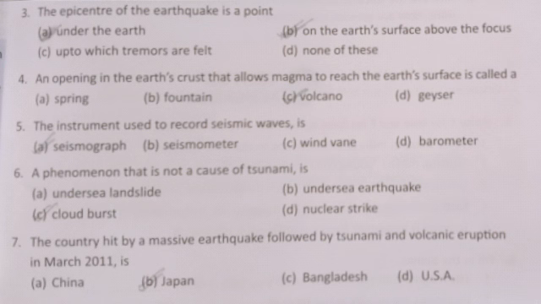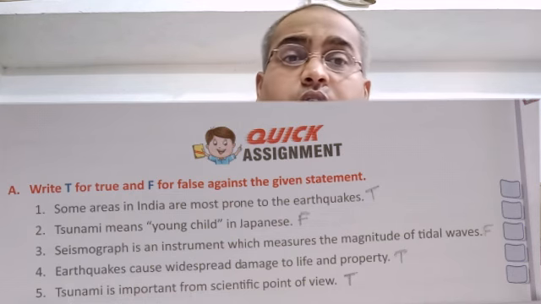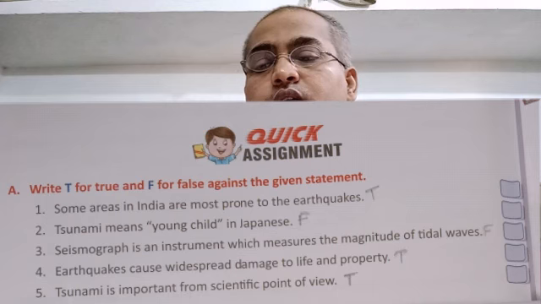Now comes question number 7. The country hit by a massive earthquake followed by tsunami and volcanic eruption in March 2011 is. We all know, we discussed the case study of that country, and the answer is B, Japan.